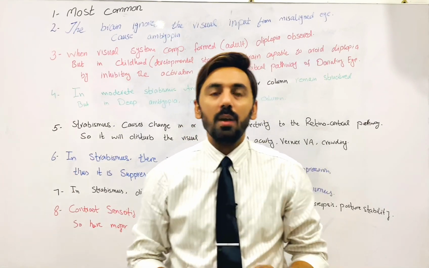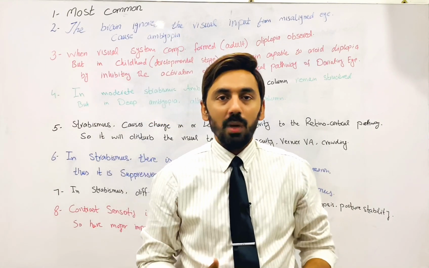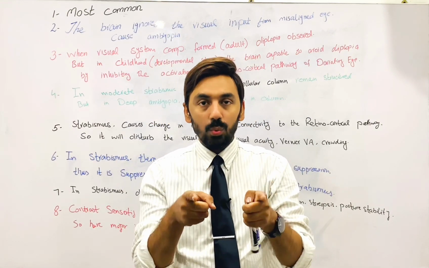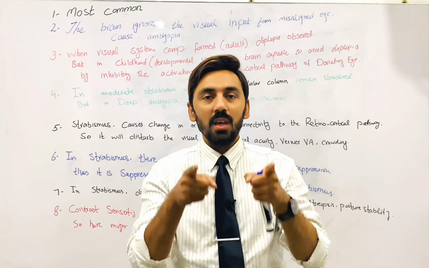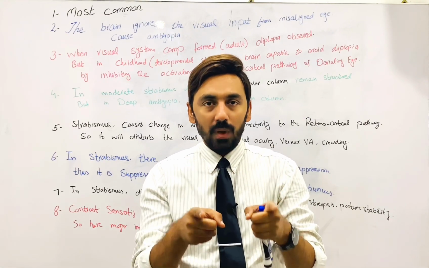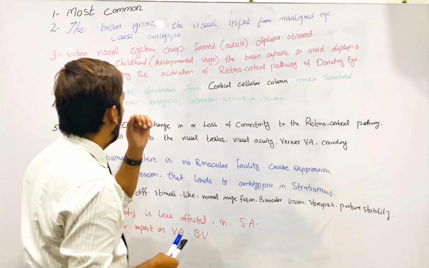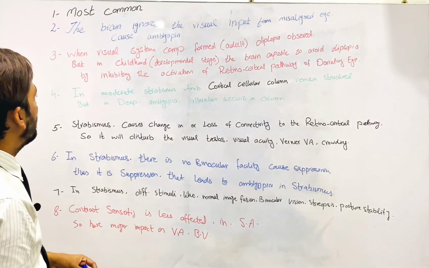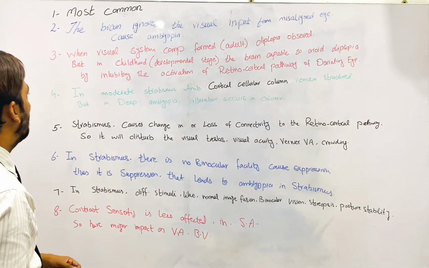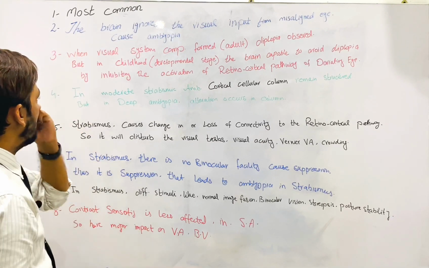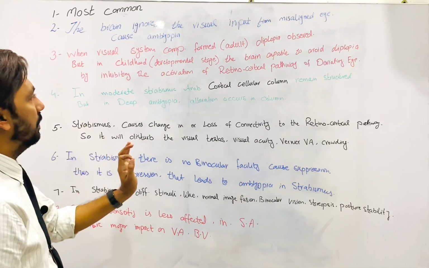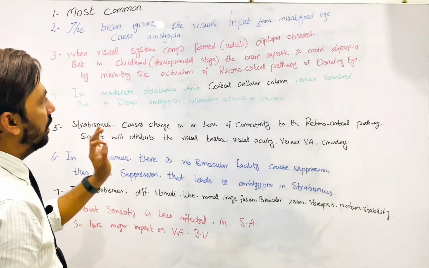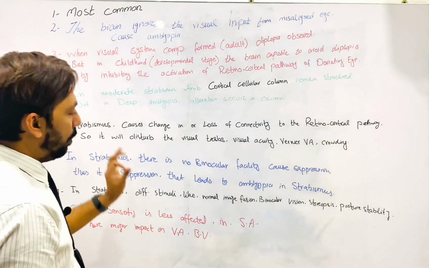So if you want to prevent amblyopia, both your eyes have to be straight ahead, in primary position, right? So I hope you understand the second point. Now the third point is actually important as well. When the visual system is completely formed, like in an adult, the patient will observe diplopia.